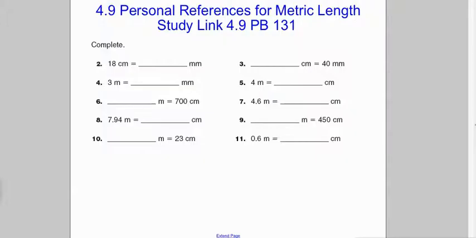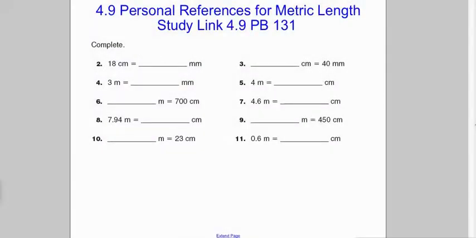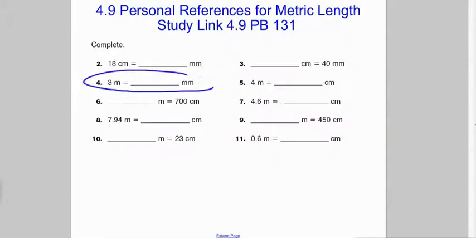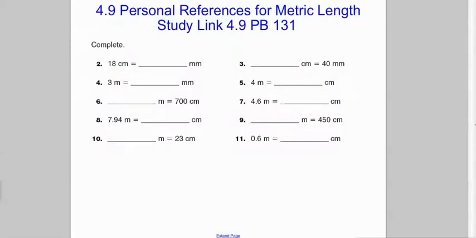On the next part of your StudyLink, you're going to be asked to make conversions between different metric units. For instance, in problem number 2, you're going to be moving from centimeters to millimeters, or possibly even meters to centimeters in problem number 6. And then in problem number 4, meters to millimeters. So let's take a look at problem number 2.